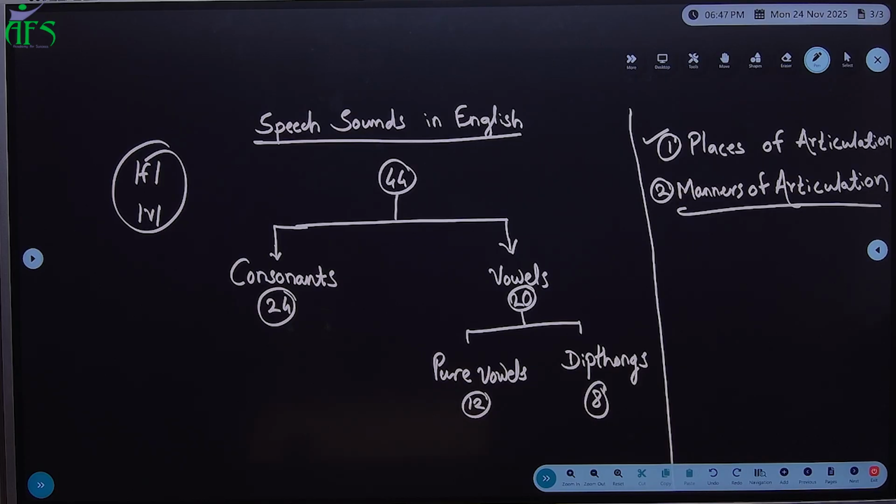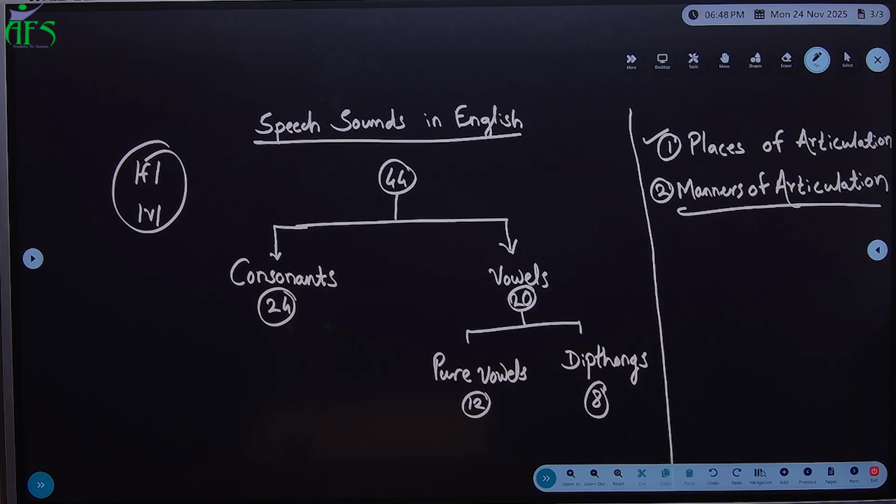Then after the plosive sounds, you will get another category, that is nasal sounds. You can guess easily here that when the velum is lowered and it allows the airstream to pass freely through the nasal cavity also, such sounds are called nasal sounds.